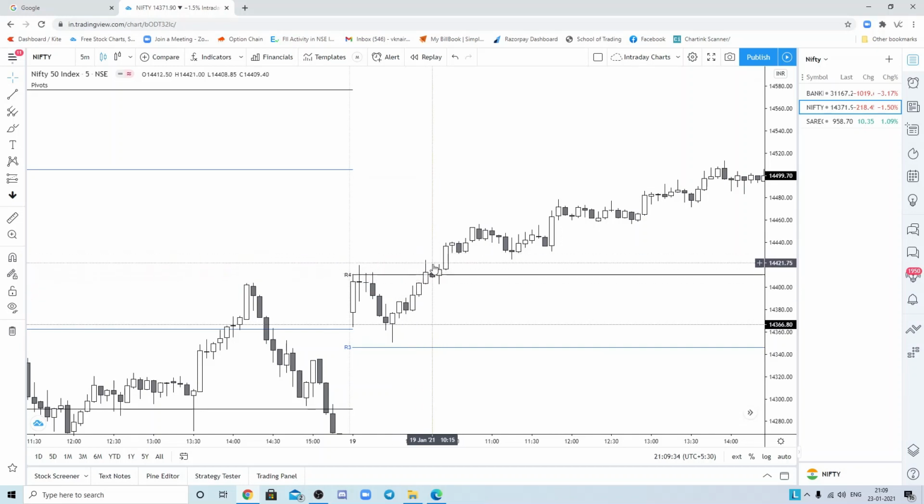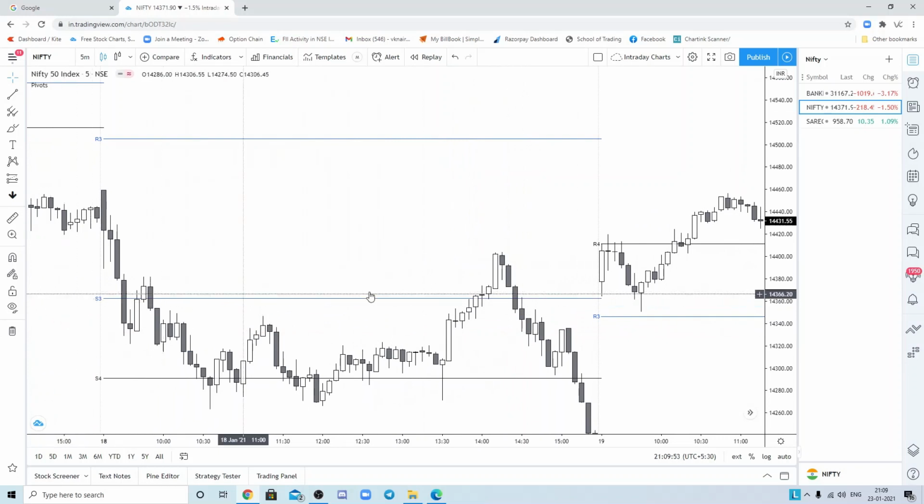But then what happened is the next 2 candles are taking support at R4. Now this is a candle which is taking support at R4. Now this is a good sign. When the candles move up and take support at R4, then it is a good sign. Now this is not R4, this is S3. So here there is no entry.